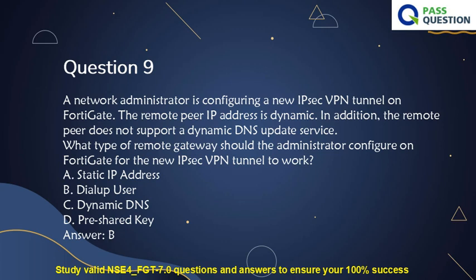Question 9. A network administrator is configuring a new IPsec VPN tunnel on FortiGate. The remote peer IP address is dynamic. In addition, the remote peer does not support a dynamic DNS update service. What type of remote gateway should the administrator configure on FortiGate for the new IPsec VPN tunnel to work? A. Static IP address. B. Dial-up user. C. Dynamic DNS. D. Pre-shared key. Answer: B.